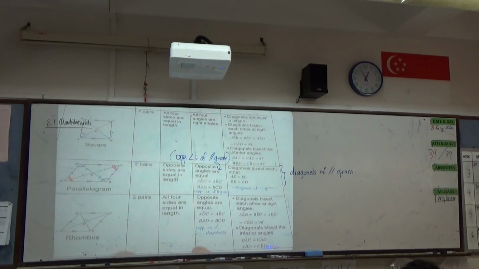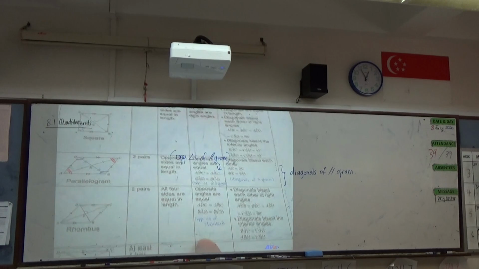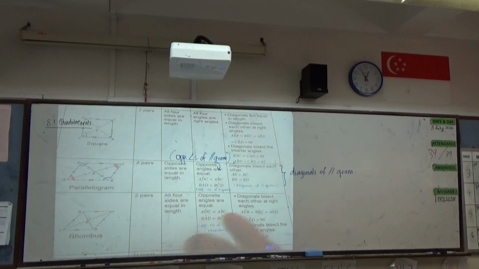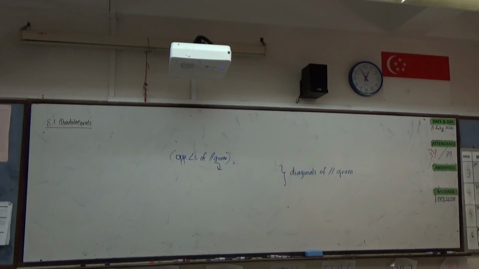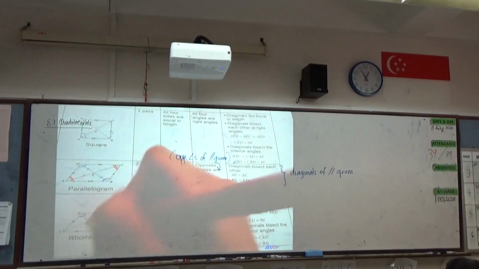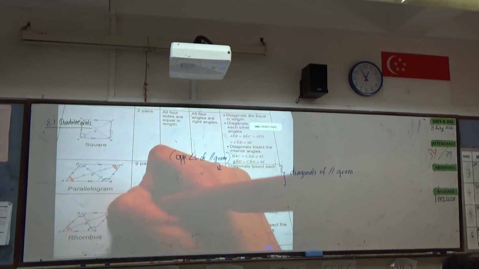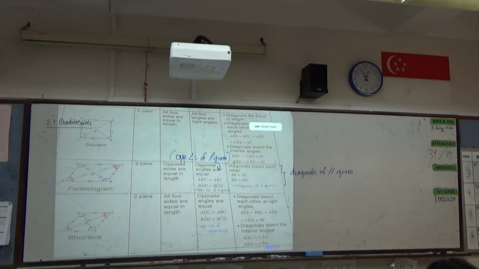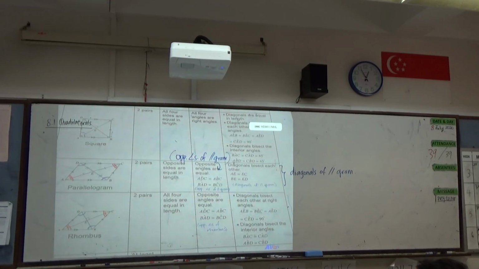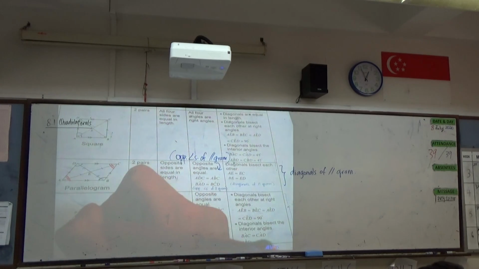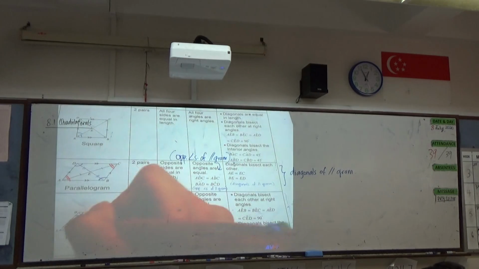Alright, moving on to rhombus. For rhombus, opposite angles are equal, so same thing as your parallelogram. We see that this angle here is equal to this angle, and this angle here is equal to this angle. Then diagonals bisect each other at right angles, so similar to the square, and diagonals bisect interior angles, meaning to say that this and this are equal.